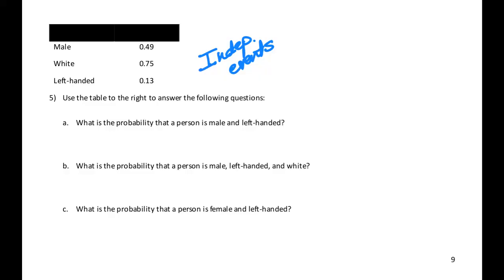So, what is the probability that a person is male and left-handed? Well, male is 0.49. Left-handed is 0.13. I need to multiply those two together.